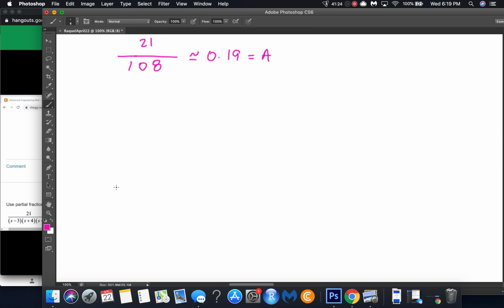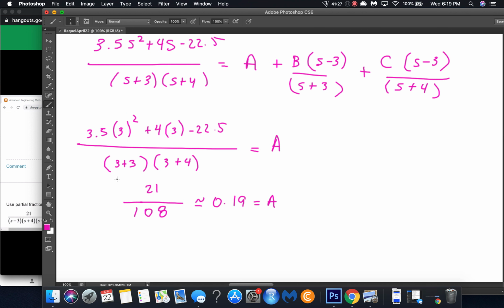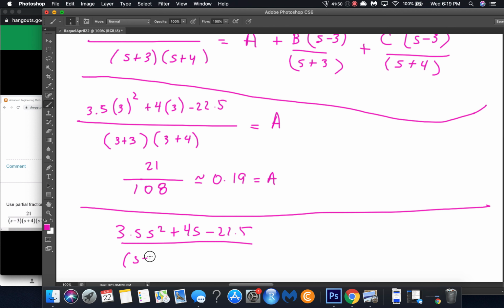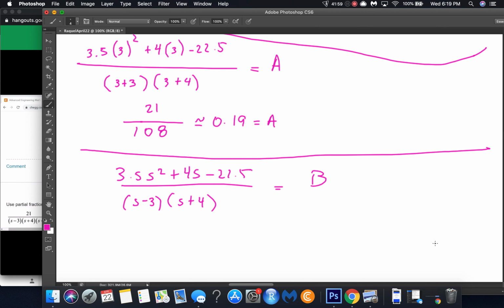So for B, you have 3.5s squared plus 4s minus 22.5. And in the bottom, can you put arrows so that I can see which variable we're moving on to, please? That's good. Okay, cool. And then s minus 3, s plus 4. And then I'm just going to equal to b, because you already know what's going to happen with the other terms. So what am I going to plug in? Negative 3. There you go. So that'll be the step.